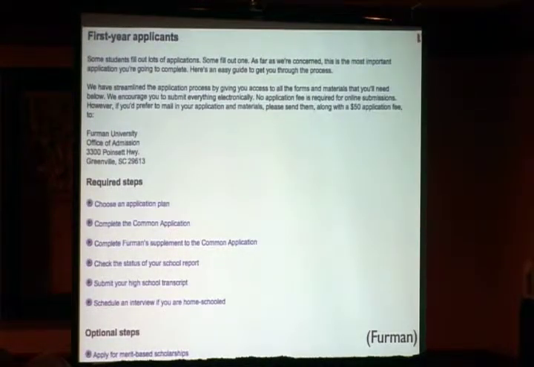First-year applicants at Furman. I love this language. Some students fill out lots of applications. Some fill out one. As far as we're concerned, this is the most important application you're going to complete. And then all the information that you need. This is broken down, plain text, very easy to understand for a student who's going to be filling this out. All the required steps and then optional steps. Like, if you can't do this, you probably shouldn't be going to Furman. They've made it so easy. They're not making you jump through hoops. They want you to be able to do it. The language reads as such.